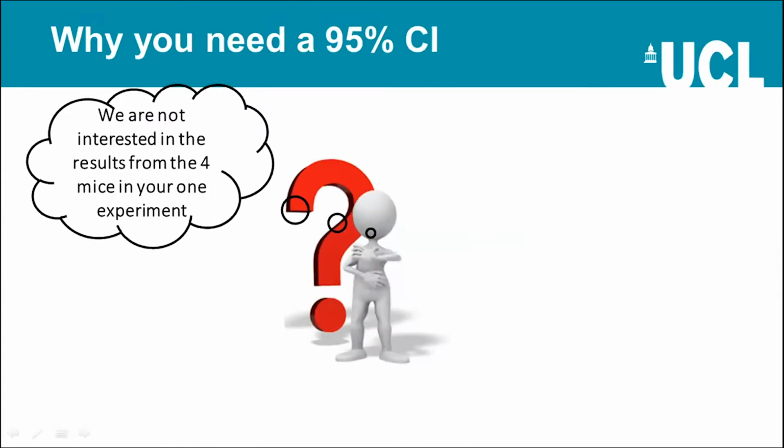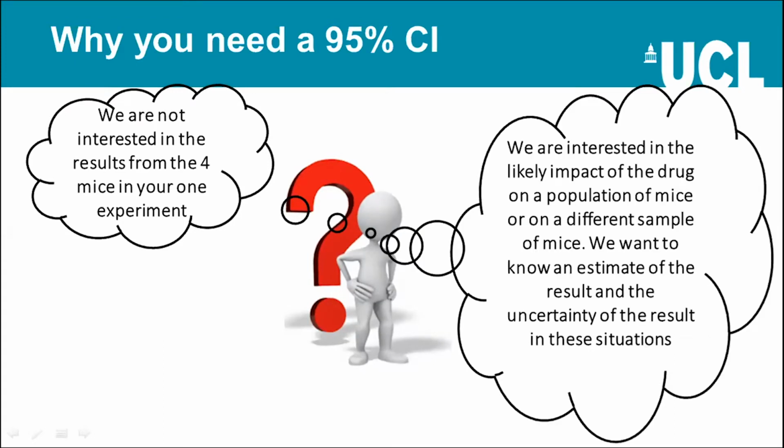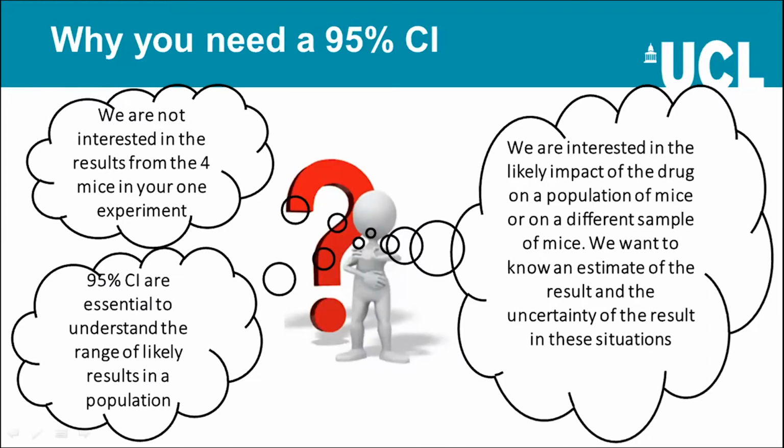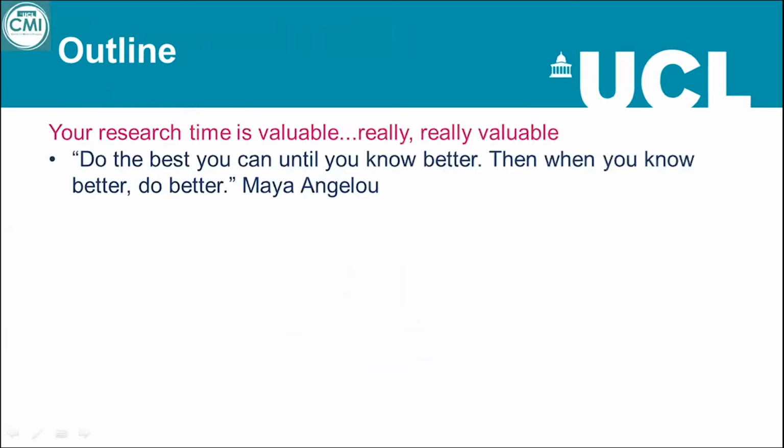I hopefully put it quite tactfully, but it's like, we're not interested in the results from your experiment on your 4 mice. And we're not interested because his mice are dead now. So he kills them at the end of the experiment. What we're actually interested in is knowing the likely impact of the drug on a population of mice or a different sample of mice. We want to know an estimate of the result and the uncertainty in these situations. And that's what we get from the 95% confidence intervals. So these things are really, really important.